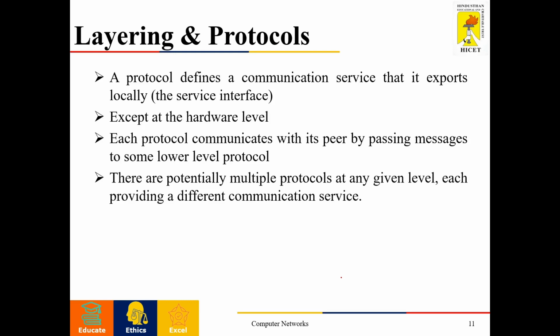So the protocol defines a communication service that it exports locally, along with a set of rules governing the messages that the protocol exchanges with its peers to implement the service. Except at the hardware level, where peers directly communicate with each other over a link, peer-to-peer communication is indirect. Each protocol communicates with its peer by passing messages to some lower-level protocol, which in turn delivers the message to its peers. So there are potentially multiple protocols at any given level, each providing a different communication service.